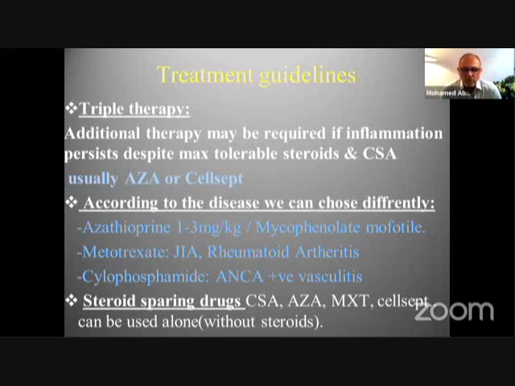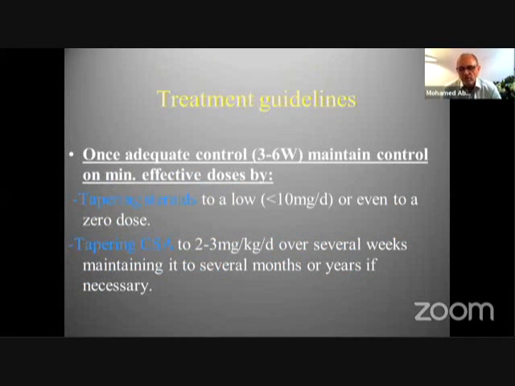Sometimes if the disease is slow and not very severe, you can go with only one drug as a steroid sparing drug, such as CellCept alone, methotrexate alone, or azathioprine alone. So what's to do next? Once you've started the treatment, you're expecting adequate control in 3 to 6 weeks.